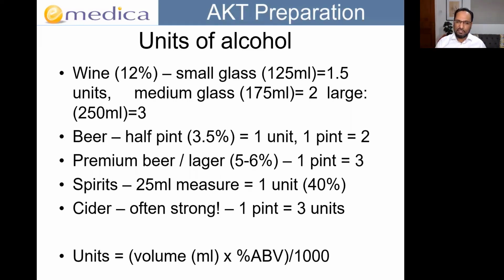Premium beers and lagers, 5-6%. A pint is about 3 units. Cider, similar. A pint is about 3 units. And then spirits, 25 mils of any spirit at 40% strength, that's the standard strength of most spirits, is 1 unit. Okay, so if you learn that, then you can do it in your head. You can estimate, you'll be close enough to get the answer right for AKT. But if you want to do it absolutely accurately, you can get your calculator out. You've got the formula there. Okay.